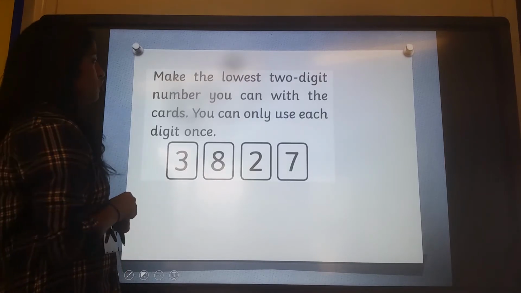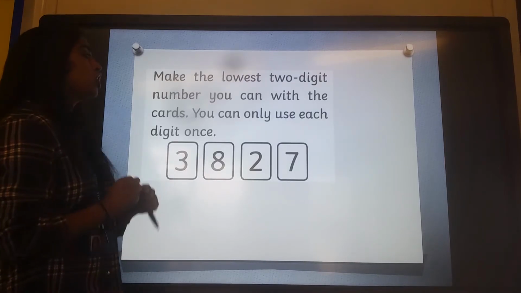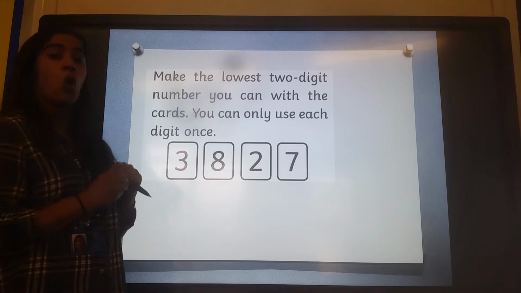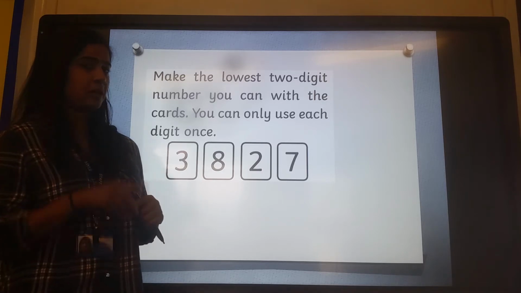Make the lowest two-digit number you can with the cards. You can only use each digit once. I'm not going to explain this. Off you go.